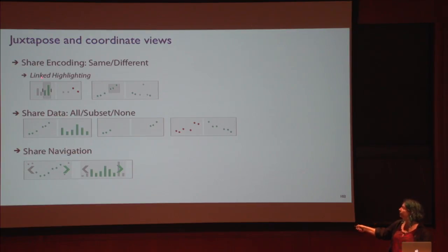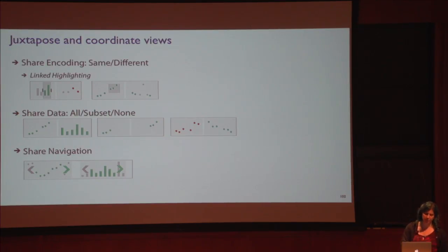So for example, you could have two views that have different ways to visually encode the same data set. Or you might actually have the same way to visually encode. And in particular, we'll talk about this power of having a linked highlight between those two views. You could think of what is shared between the views. Is all the data the same? Is one showing a subset of the data? Or do they have no data in common? And finally, if you move in one of those views, do you also have bidirectional linking where you move in the other? So do you have shared navigation between them?